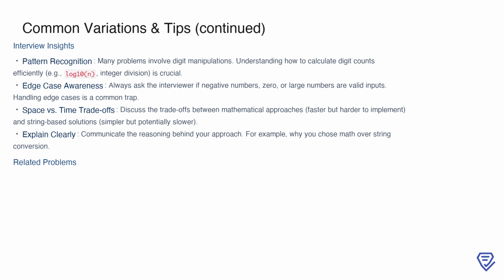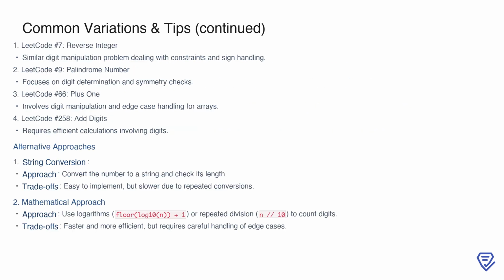Another important point is understanding the trade-offs between space and time complexity. For instance, mathematical approaches are faster but might be harder to implement, while string-based solutions are simpler but come with additional overhead. Finally, always explain your reasoning clearly. For example, if you choose a mathematical approach over string conversion, articulate why. This not only demonstrates your thought process but also shows a deeper understanding of the problem. Let's explore some related problems and alternative approaches.